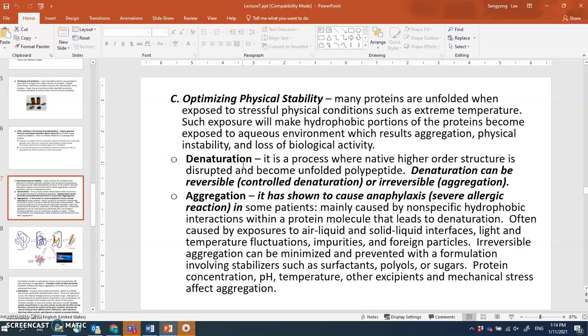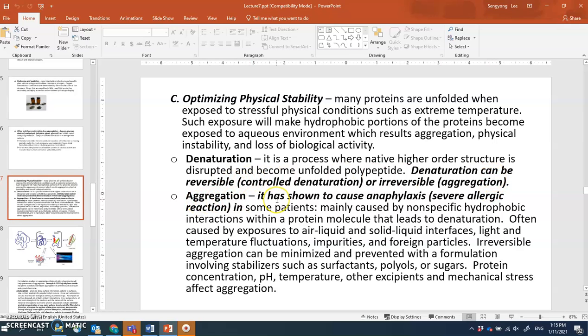Exposure to higher heat, then your protein will be unfolded or misfolded. So that's not good. Once your protein is denatured, normally it's not reversible, but sometimes it can be reversible. But if it's reversible, that's good. But if it's not reversible, it becomes aggregate. That's a problem. So you don't want that.